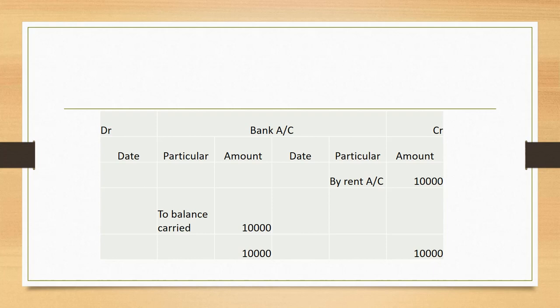Suppose an account has a debit balance, then you have to write "by balance carried down" on the credit side with the difference amount. In this way, both the sides will tally.